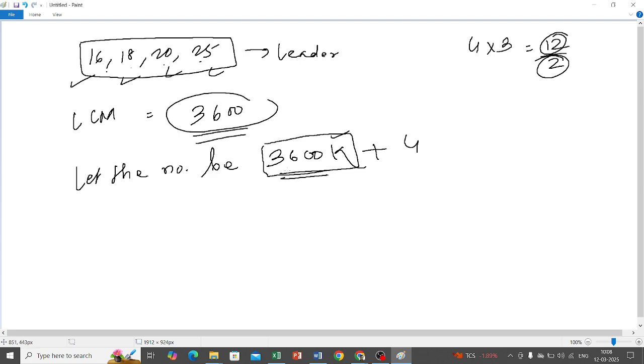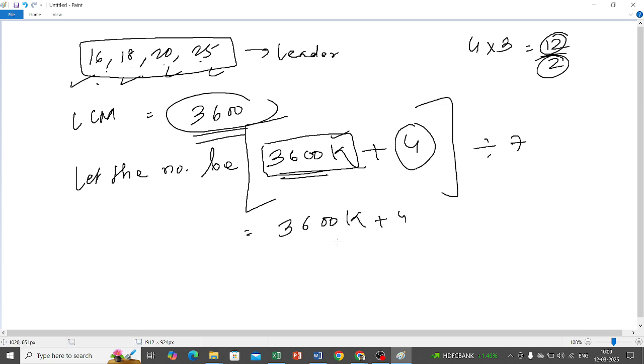Okay. So 3600k is a number which is divisible by each of these numbers. And what is the reason for adding 4? The reason for plus 4 is so that it gives remainder 4. But the problem is that this number should be perfectly divisible by 7. So what to do? That means 3600k plus 4 divided by 7 should be perfectly divisible. Achha. Now if I divide 3600 by 7, what do I get?